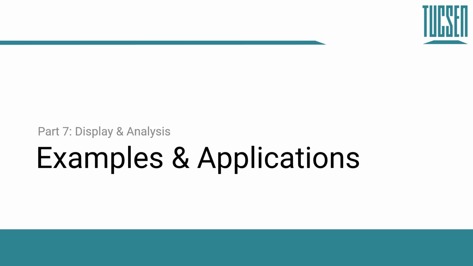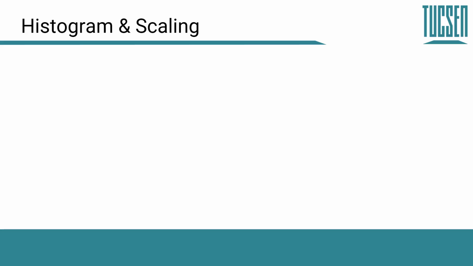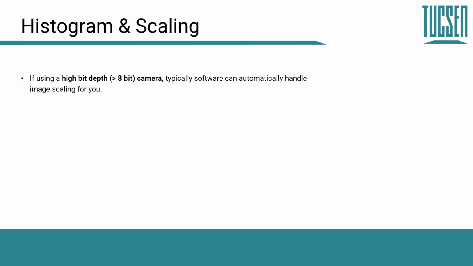So on to some examples and applications for this section. First of all, exploring what histogram and scaling settings might be appropriate for different situations. One thing to say is that if you're using a high bit depth, i.e. more than an 8-bit camera, typically software can handle image scaling for you. If your image values are way above this 256 level, if they're intensity values in the thousands, then it's much less likely that you're going to need to worry about setting your image scaling to particular values or settings.